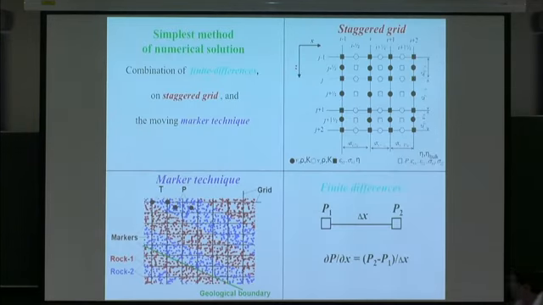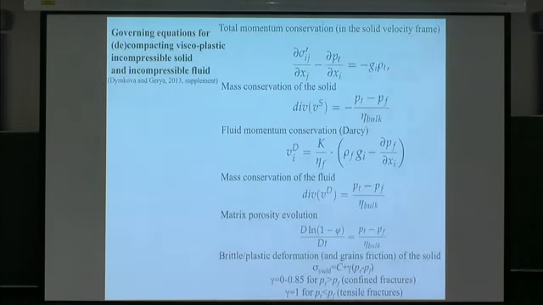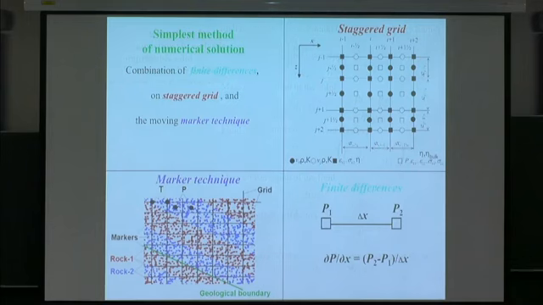So, method of numerical solution. I'm still promoting the same, how I call it, simplest method, which is a combination of staggered finite difference and marker and cell technique. So this is the staggered grid where you can implement all these equations very naturally. Velocities are sitting in respective staggered points. Pressure, fluid, and solid are sitting in the same point here in the middle of the cell.